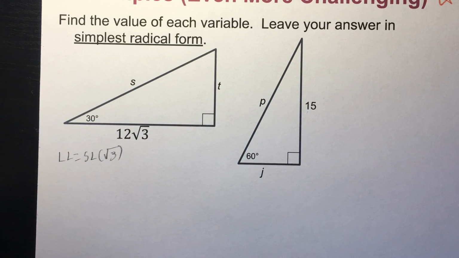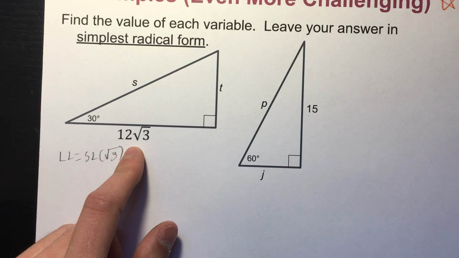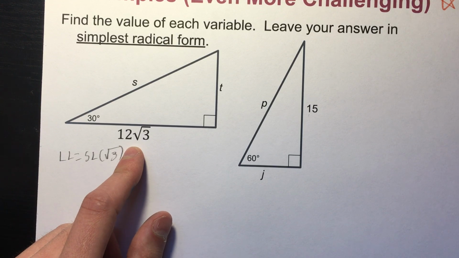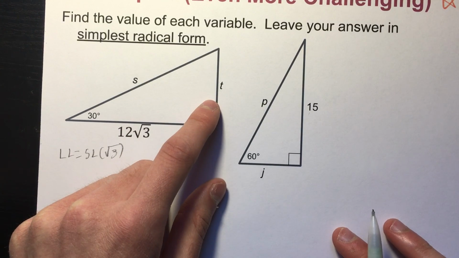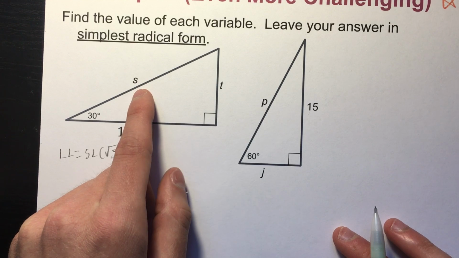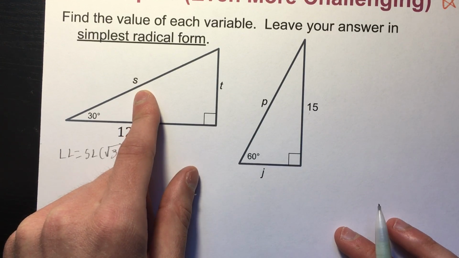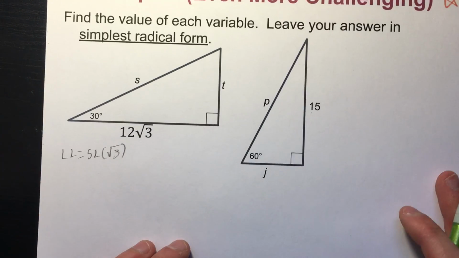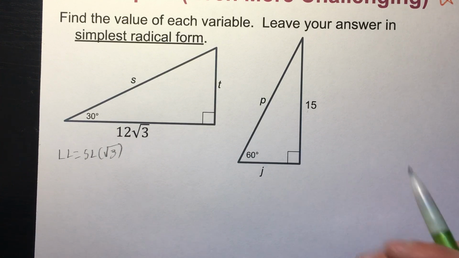Oh yeah, I forgot to mention too, with this one, pause the video and try to get it on your own. If you got an answer of t is equal to 12 and s is equal to 24, then you're all set. You did it correctly. If not, follow along with me as I do it.